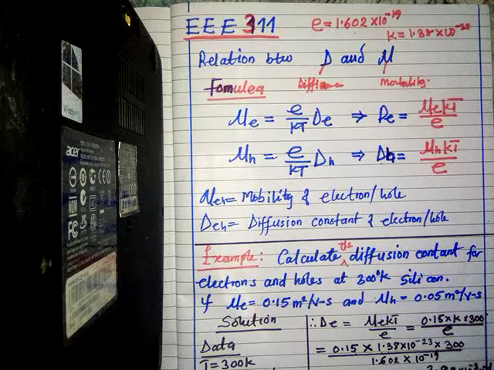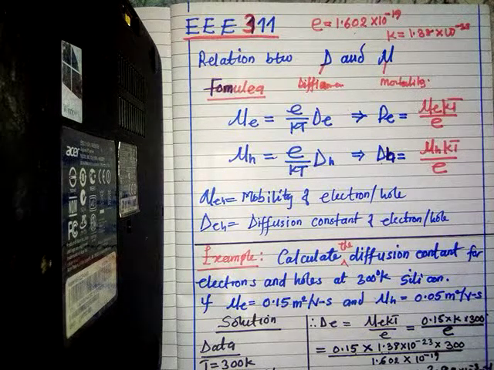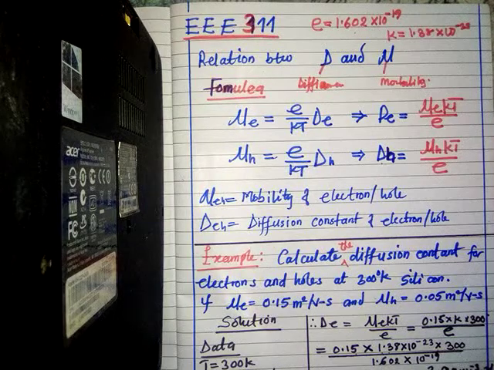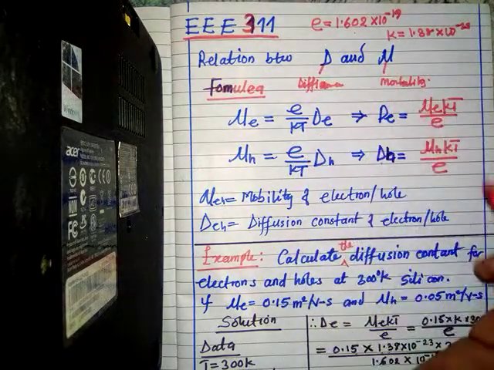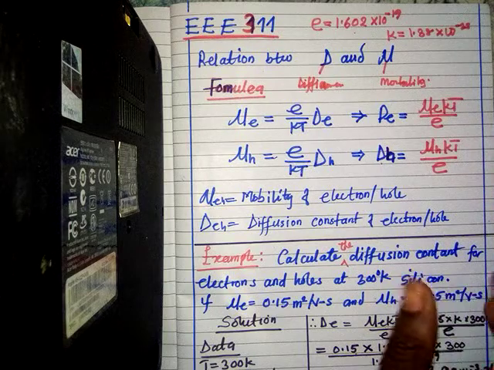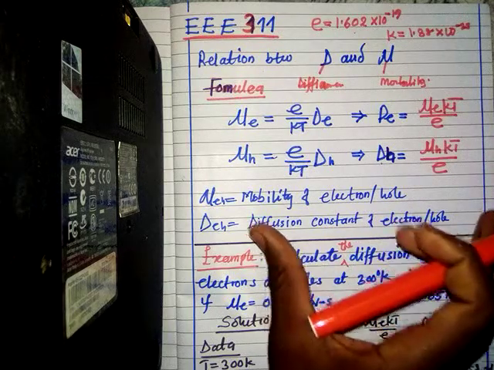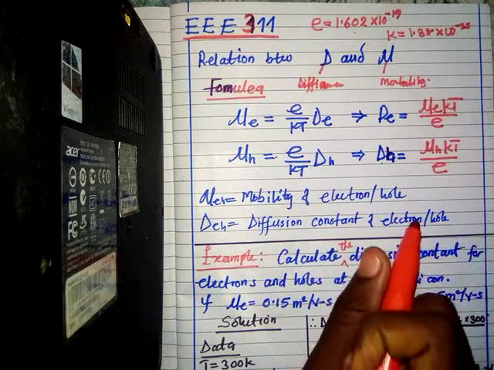So here is a little stuff for you guys under EE E311, which is the first example given to us: the relationship between the diffusion constant and the mobility, which is D and μ. Before we move to our example, let's look at some certain formulas and terms.